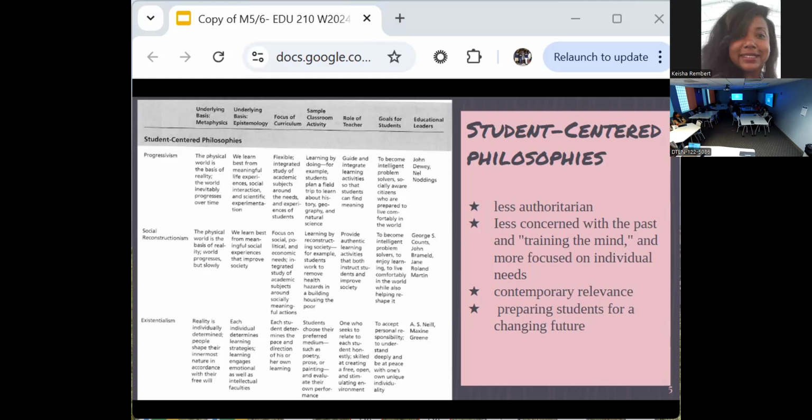And it's about preparing students to change the future. So it's about looking ahead. Okay. So now that you've seen all five of them, which resonates most with you? Talk to me. Destiny, which resonates most with you?